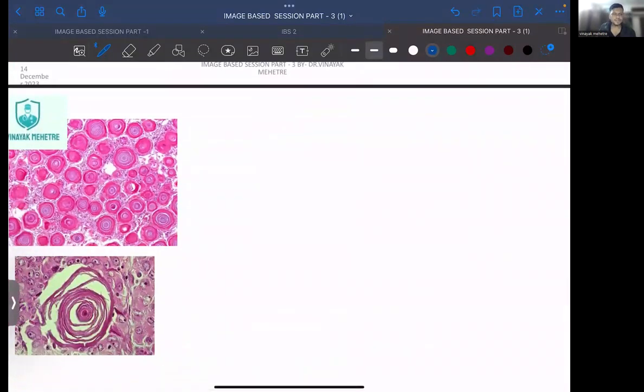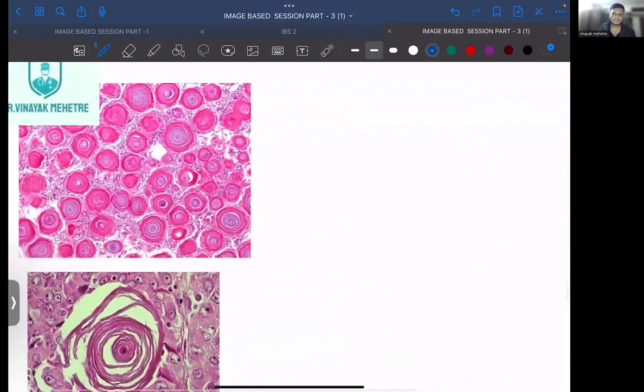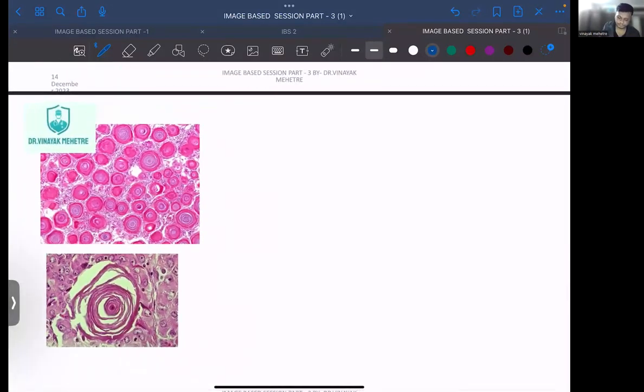Examiner's favorite image. Anybody? What is this, what do we call it? No one? This is called the Psammoma body. Psammoma body. Okay. In what do we see the Psammoma body, anyone? There are so many diseases. At least you should know renal cell carcinoma.